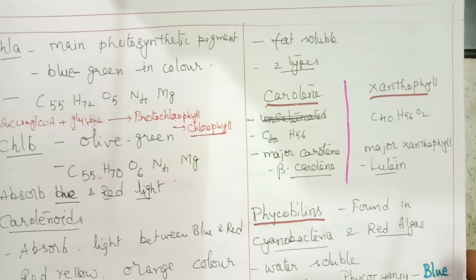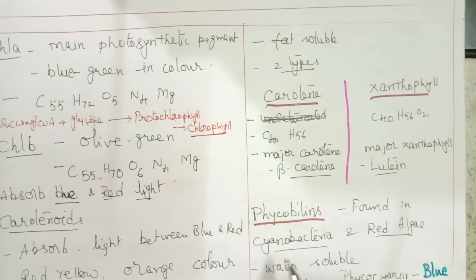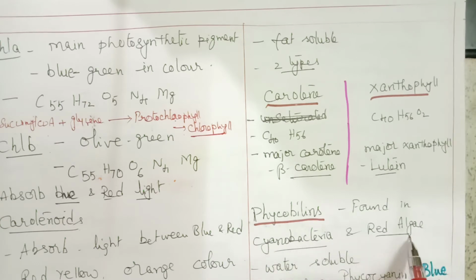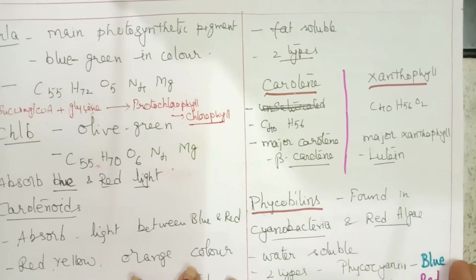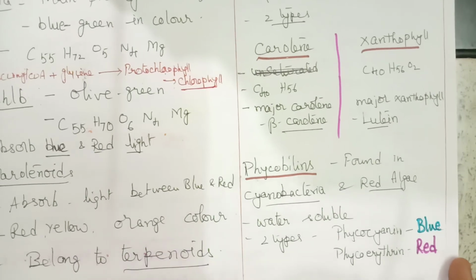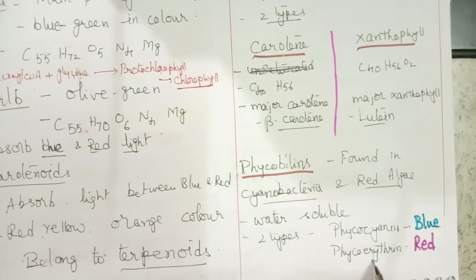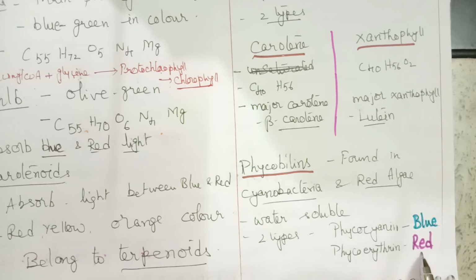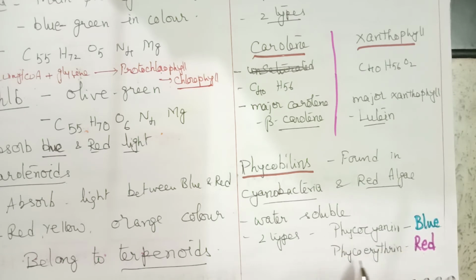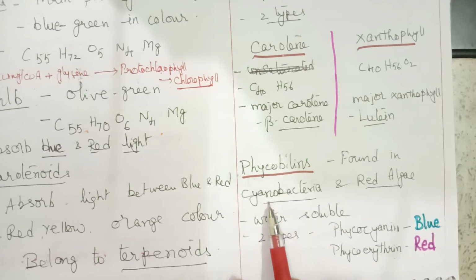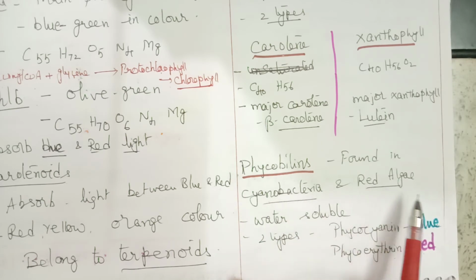Then the third type of pigments are also present, called phycobilins. Phycobilins are the pigments found only in cyanobacteria and red algae. Cyanobacteria means blue-green algae, and also red algae. And these are water-soluble pigments. They are also of two types: phycocyanin, which is blue in color, and phycoerythrin, which is red in color. And these phycocyanin and phycoerythrin are found both in cyanobacteria, that is blue-green algae, and red algae.